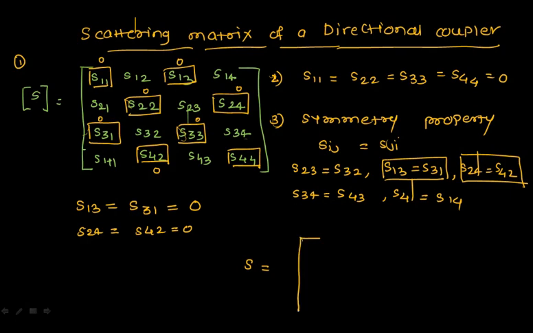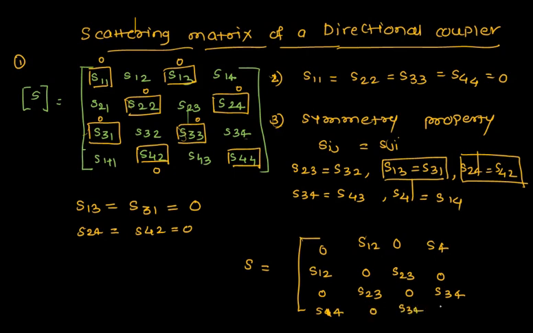I have got this matrix S11 0, S12 0, S14, S21 you replace with 1 2 with the symmetry property. 2 3 you will replace with... no, it's that one. Okay, so you replace 3 1 0, 3 2 with 2 3, then 0 S34, then S41 write it as 1 4 because of the symmetry property, right? 0, 4 3 becomes 3 4 here, and then this will be 0. So this is your new scattering matrix.